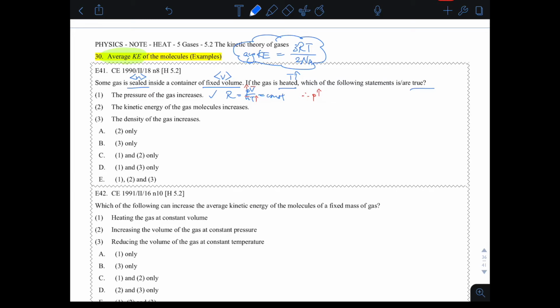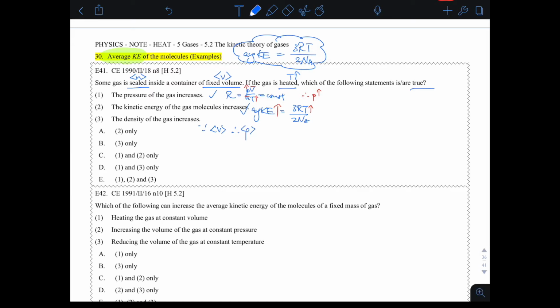Next, kinetic energy increases. Then you know the average KE equals 3RT over 2NA. And you also know that all these are constant except T, so when T increases, the average KE increases. So this is also a correct statement. Lastly, density increases. For density, you just need to talk about volume. Volume is unchanged.